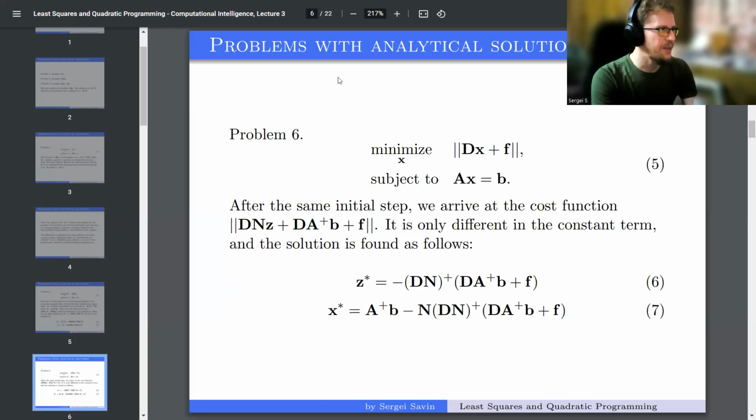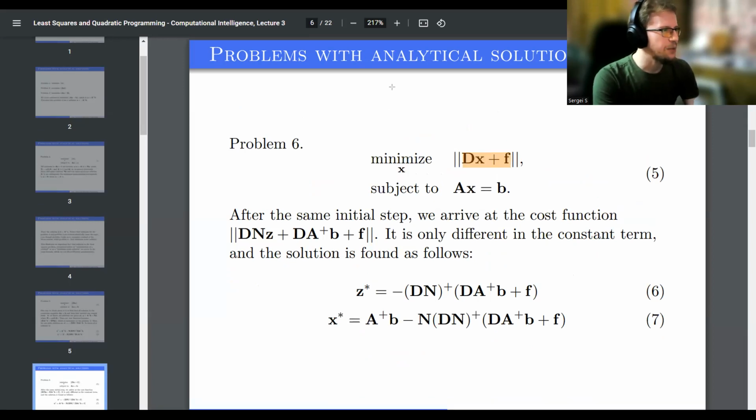Now, same thing, but we want to minimize now Dx plus f. Dx plus f, okay? That's what we want to minimize, subject to Ax equal to b. So we do exactly the same as before. You remember we find all solutions to this equation, and we substitute them here. That is the null space solution. This is a row space solution. We substitute them here, right? And the only difference is that we have f here now.